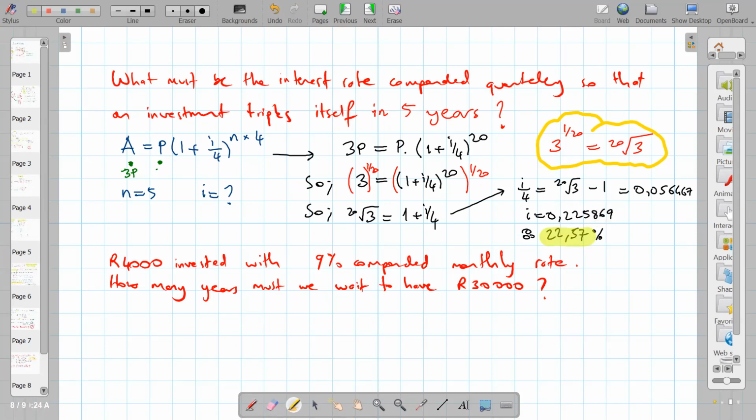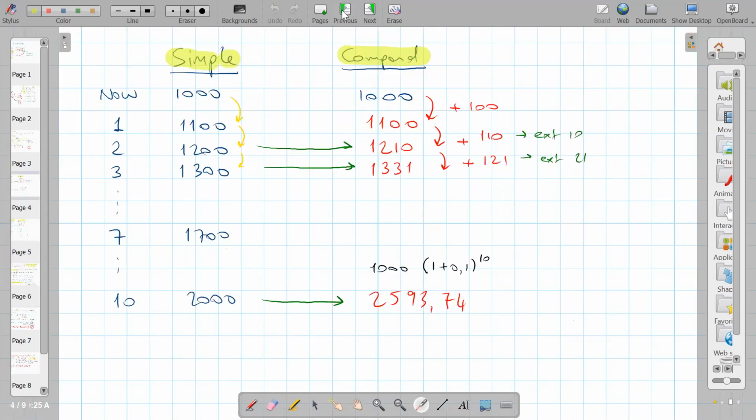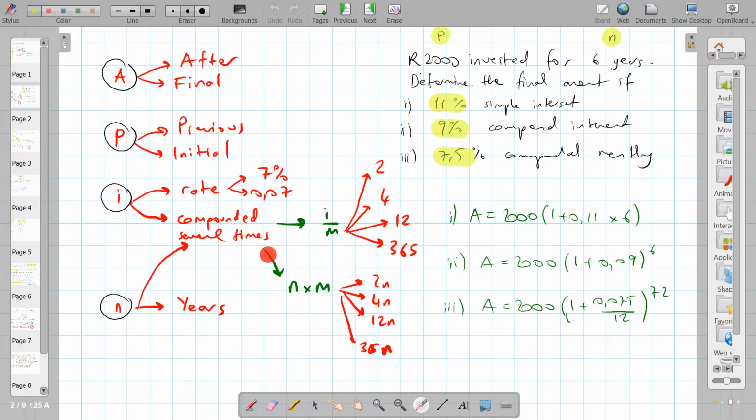Why did we times the years by 4? Because this is I over 4. We times the years by 4 because this is compound interest. That's the formula. You need to compound this several times. You have to times years by 2 or 4 or 12 or 365. So it depends. If this is compounded monthly, you times by 12. But in that case, you divide the interest rate by 12. You have to do it together.